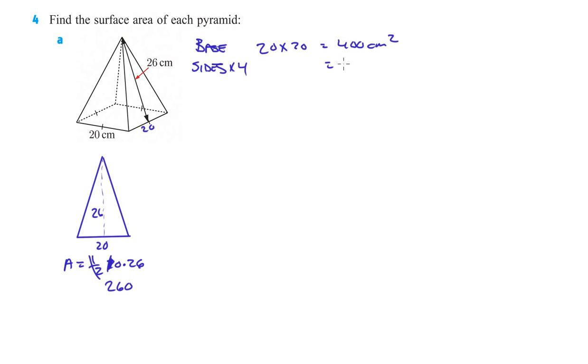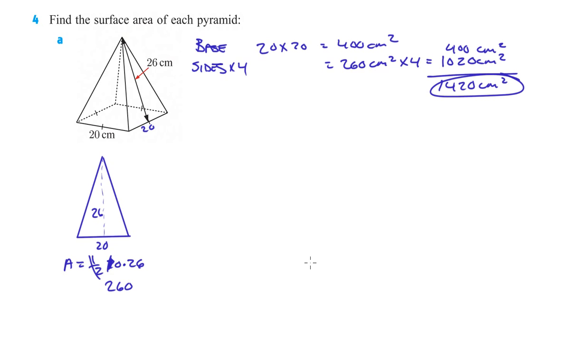So this is going to equal 260 centimeters squared for 1, but then we have to multiply that by 4, and that's going to give us 1040 centimeters squared plus 400 centimeters squared for the base to give us 1,440 centimeters squared for that one. That's what I meant. All right.